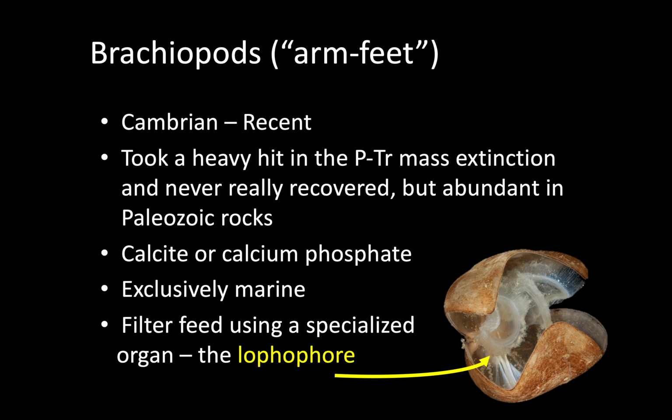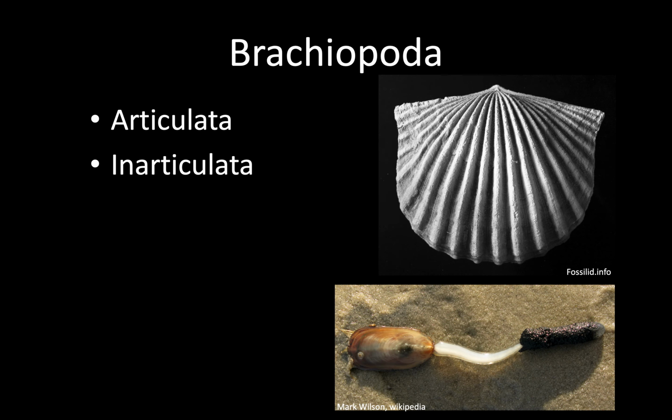They're made of either calcite or calcium phosphate. They're exclusively marine. And as I said earlier, they filter feed through a specialized organ called the lophophore. We'll talk more about that in just a little bit. There's 2 major groups, the articulates and the inarticulates.